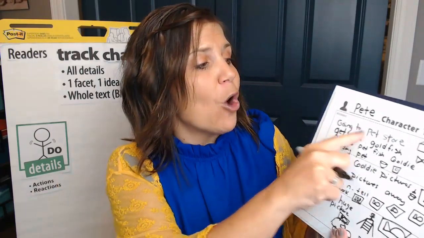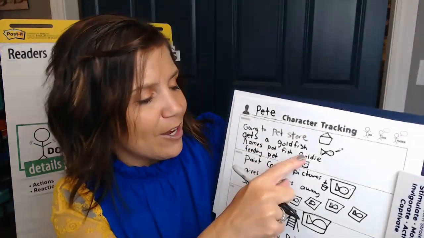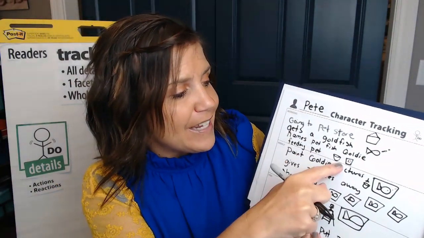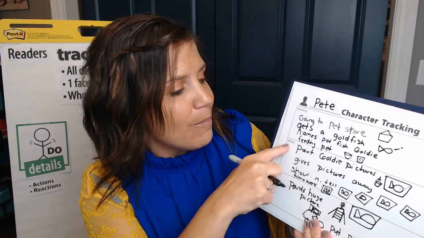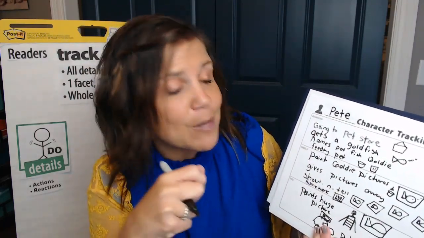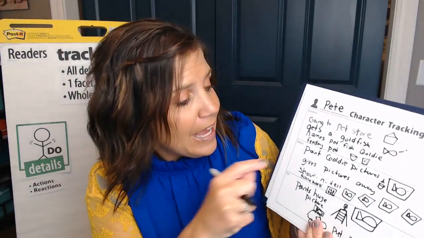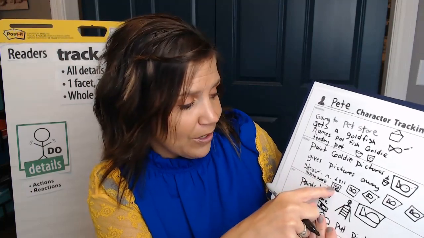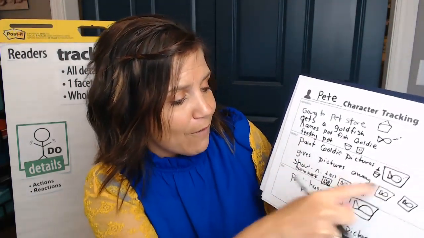Okay, he's going to the pet store. He gets a goldfish. He names the goldfish Goldie. He feeds Goldie. Then in the middle, he paints pictures, lots of pictures. He gives the pictures away to people. He takes his picture to show and tell. He does his homework. Those are the things he was doing in the middle of the story.